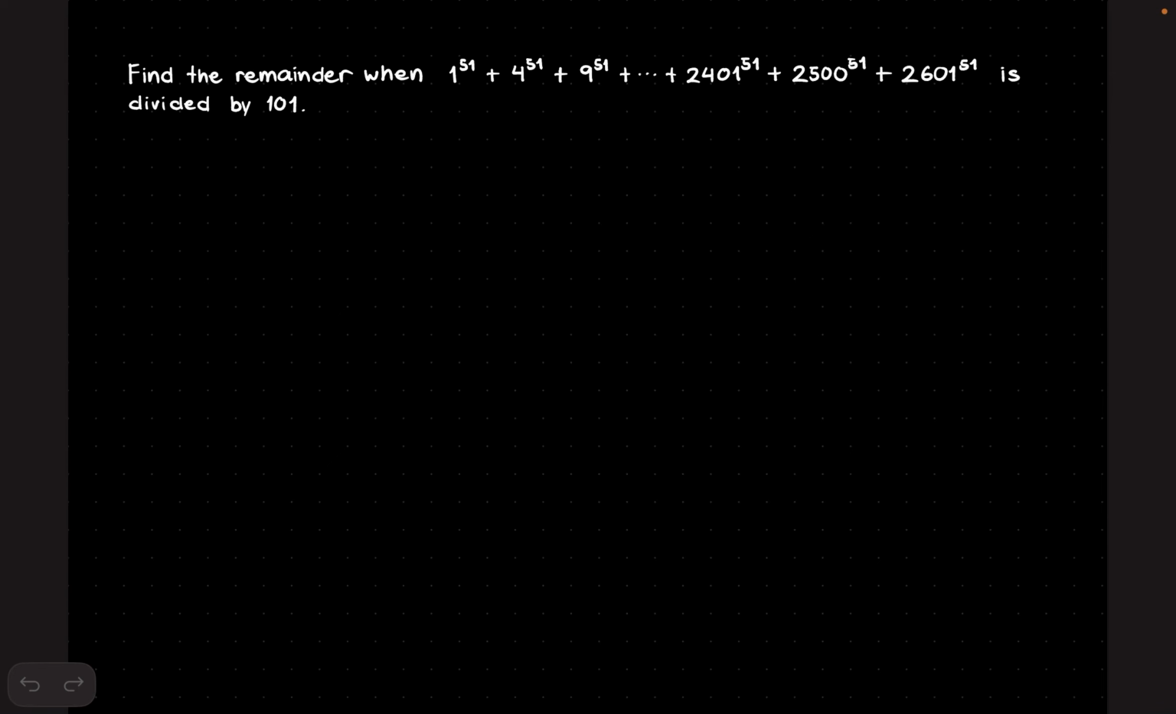So in this video, our goal is to answer the following. Find the remainder when 1 raised to 51 plus 4 raised to 51 and so on until plus 2601 raised to 51 is divided by 101. So before we start, I suggest that you first try this out on your own before you proceed on this video.